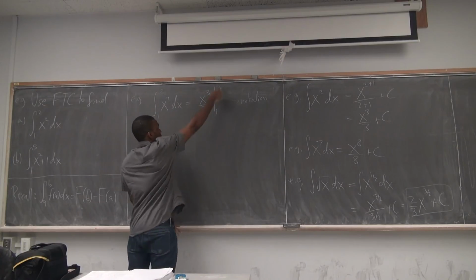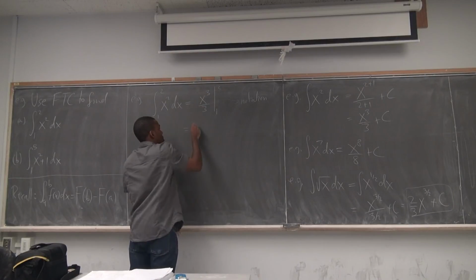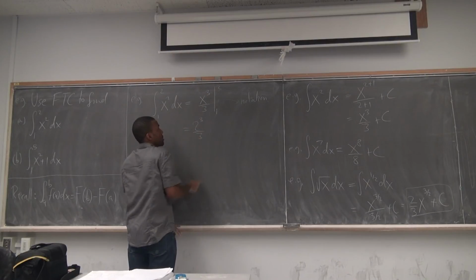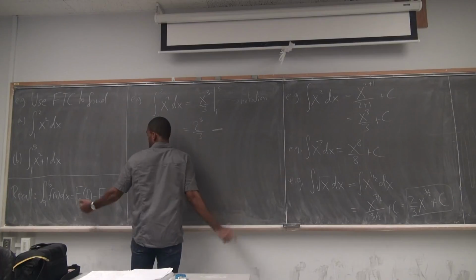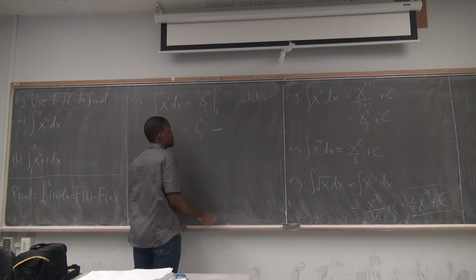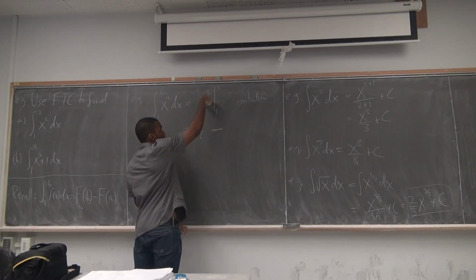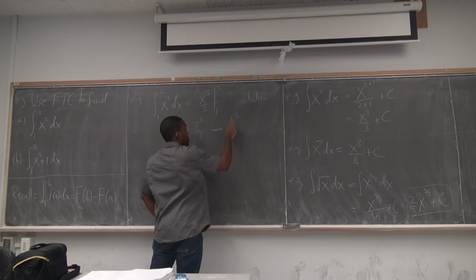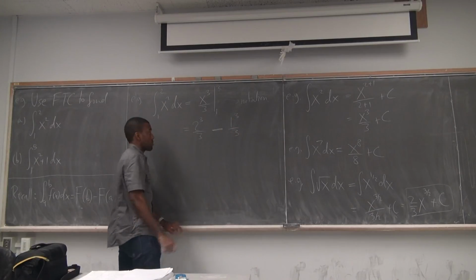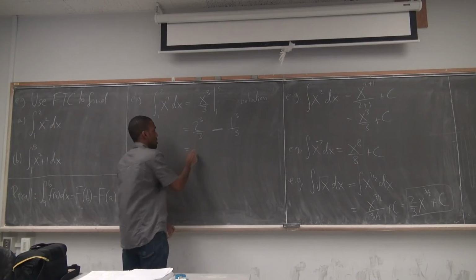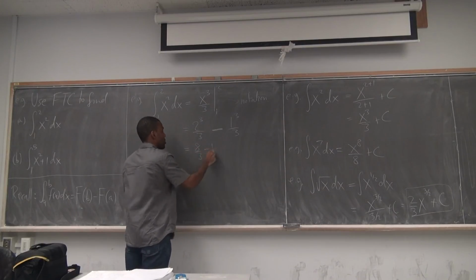So what I'm going to do is take the top number, plug it into this function, minus, because the formula has a minus sign, take the bottom number and plug it into this function. So this is going to give me 8 over 3 minus 1 over 3, which gives me 7 over 3.